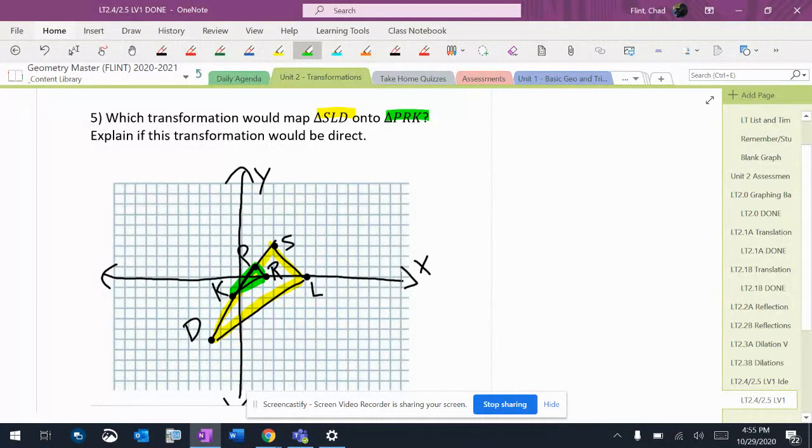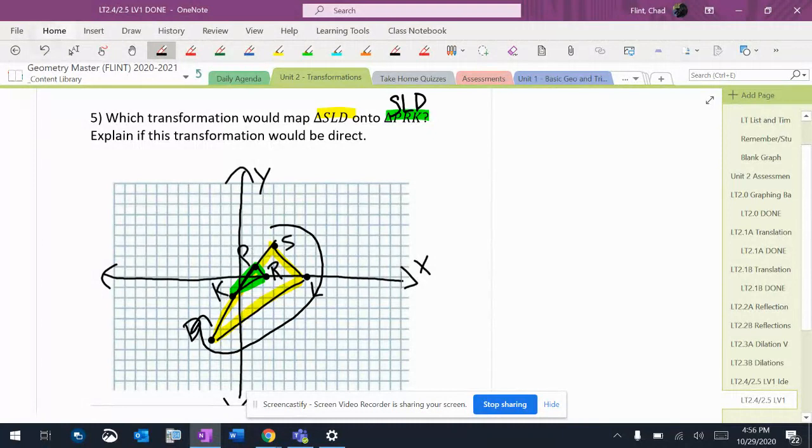Direct or indirect, let's look and see here. So whoops, let's not write it and highlight it. SLD. So if I go S and then L and then D in that order, PRK needs to do the same thing. And it does.